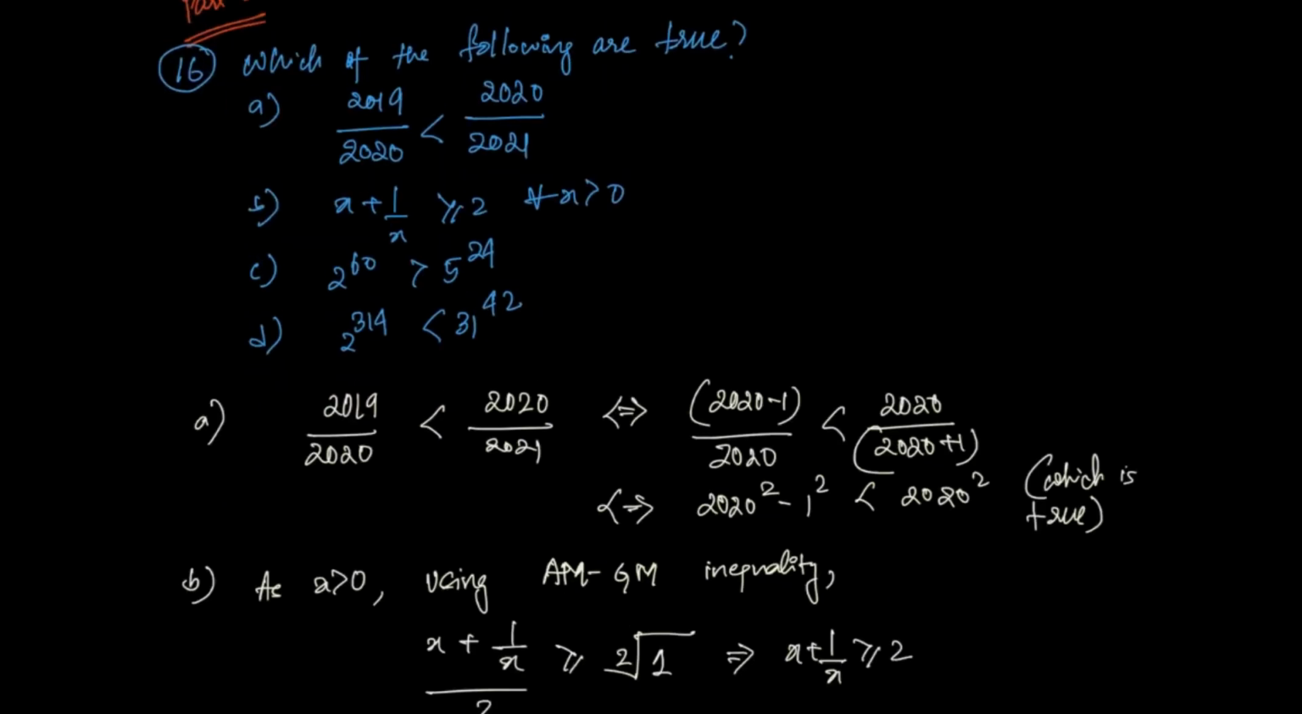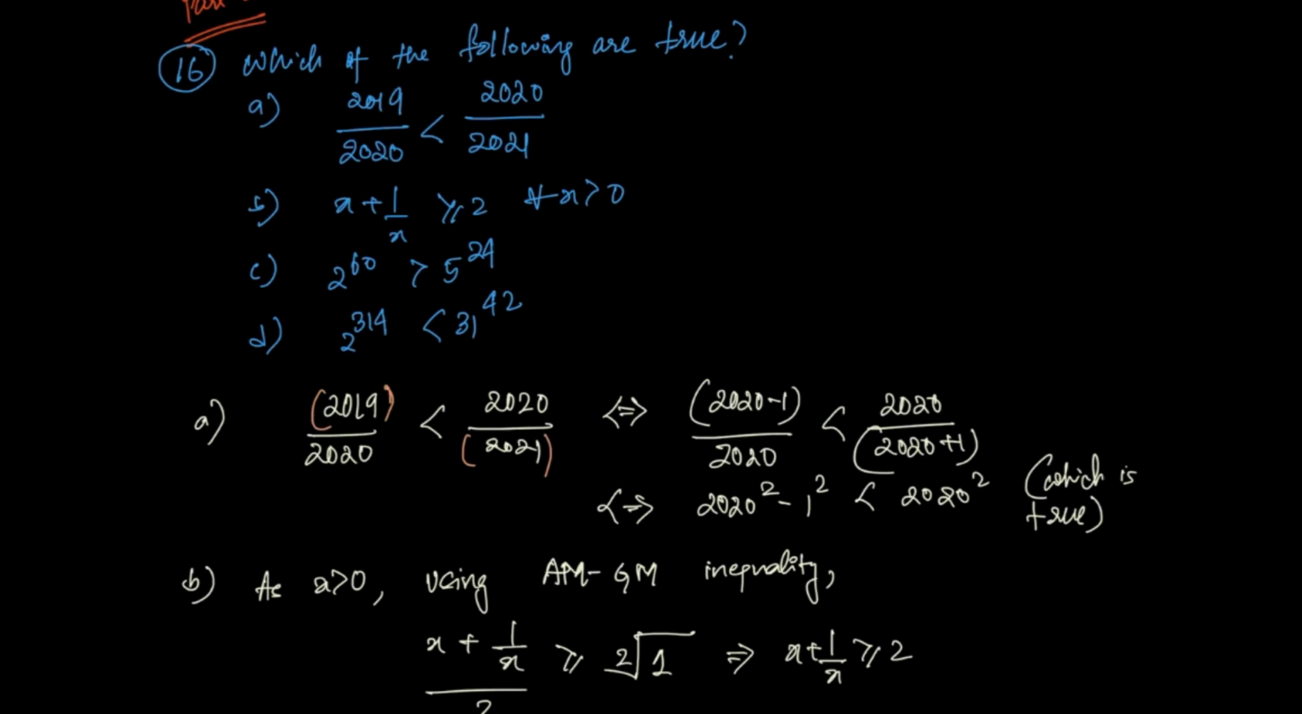So the first question says that we have four inequalities, and we are asked which of these four hold true. So let's look at the first one. It's given as 2019 by 2020 is less than 2020 by 2021. This is a pretty easy pattern to spot, as you can see that 2019 is nothing but one less than 2020, and 2021 is nothing but one more than 2020. So you can just make it minus 1 plus 1 here, and then you can do cross multiplication.